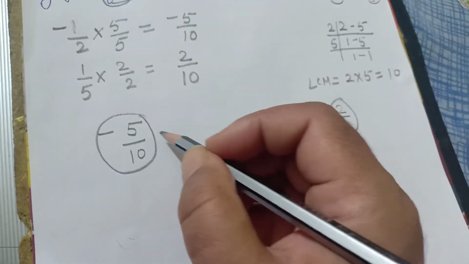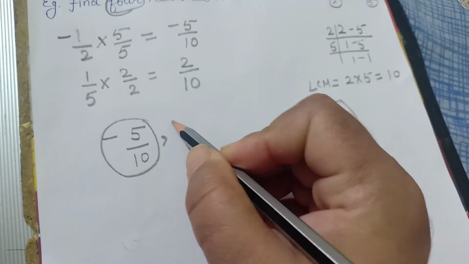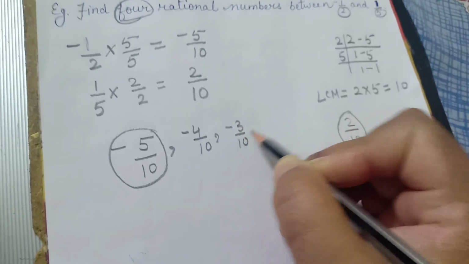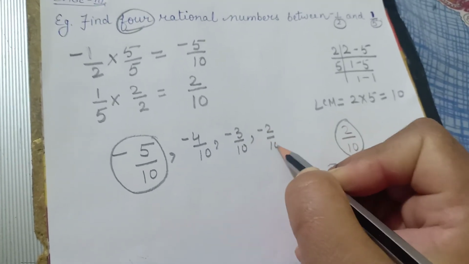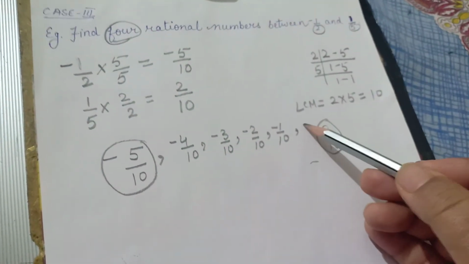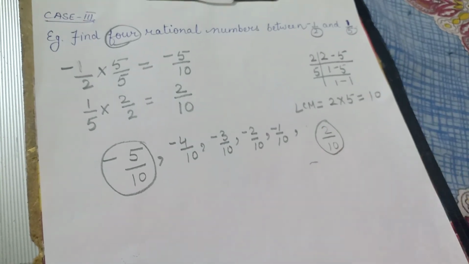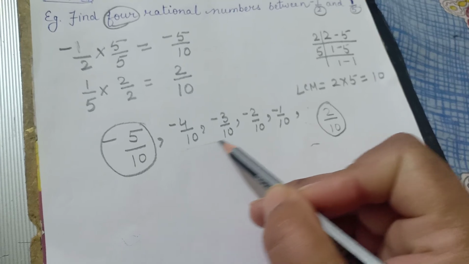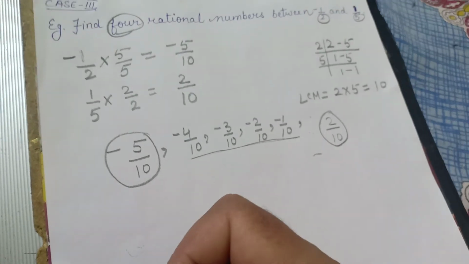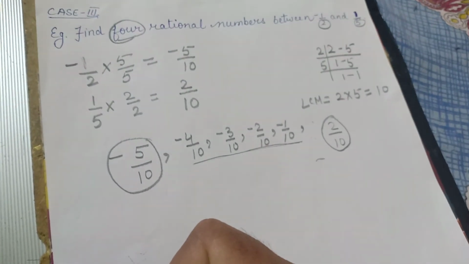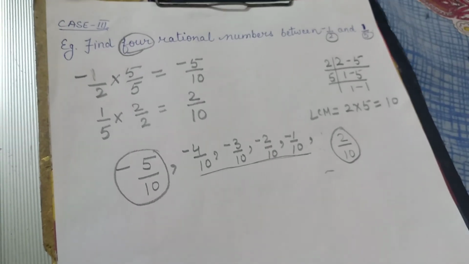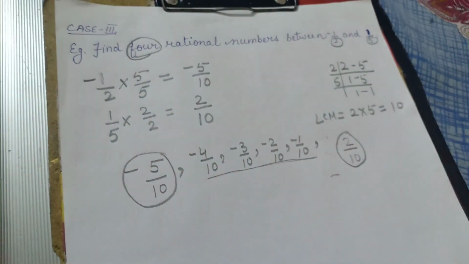So here we can consider any 4 rational numbers between them, that is minus 4 upon 10, minus 3 upon 10, minus 2 upon 10, minus 1 upon 10, and even you can consider 0 upon 10 and 1 upon 10 also. But we only want 4 rational numbers, so we have written 4 rational numbers. So among these 2 steps, in a few cases you have to do only the first step, in a few cases you have to do only the second step, and in a few cases you have to do both these steps.